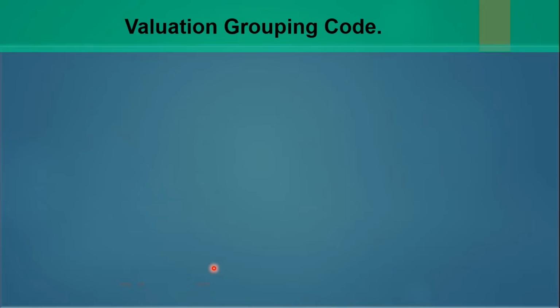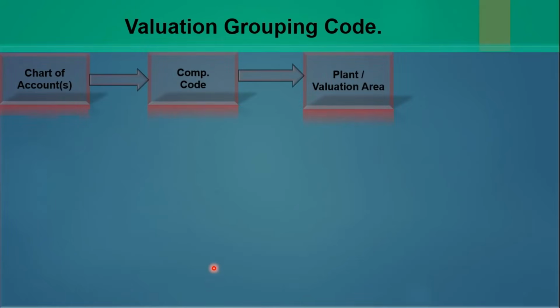Then we will see the next thing, that is valuation grouping code. Valuation grouping code is a collection of valuation areas that will have the same account determination. Since it can be at company level or plant level, we can say that the valuation grouping code represents a group of plants or company codes that have the same account determination. We have seen in the last slide that the chart of account is assigned to the company code and further the company code is assigned to the plant or valuation area. And the combination of these three is further assigned to the valuation grouping code.